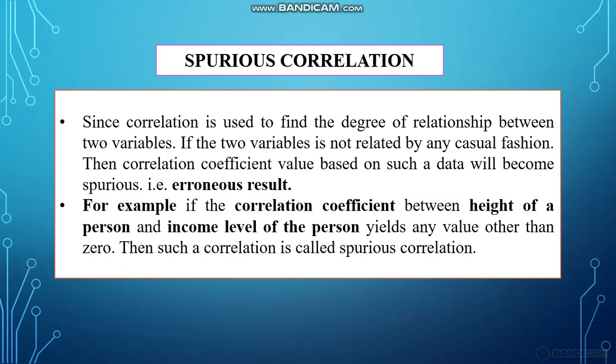If the variables are not related in a causal fashion, then the value of correlation should be 0. In that case, if the value is coming not 0, then it is called spurious correlation.